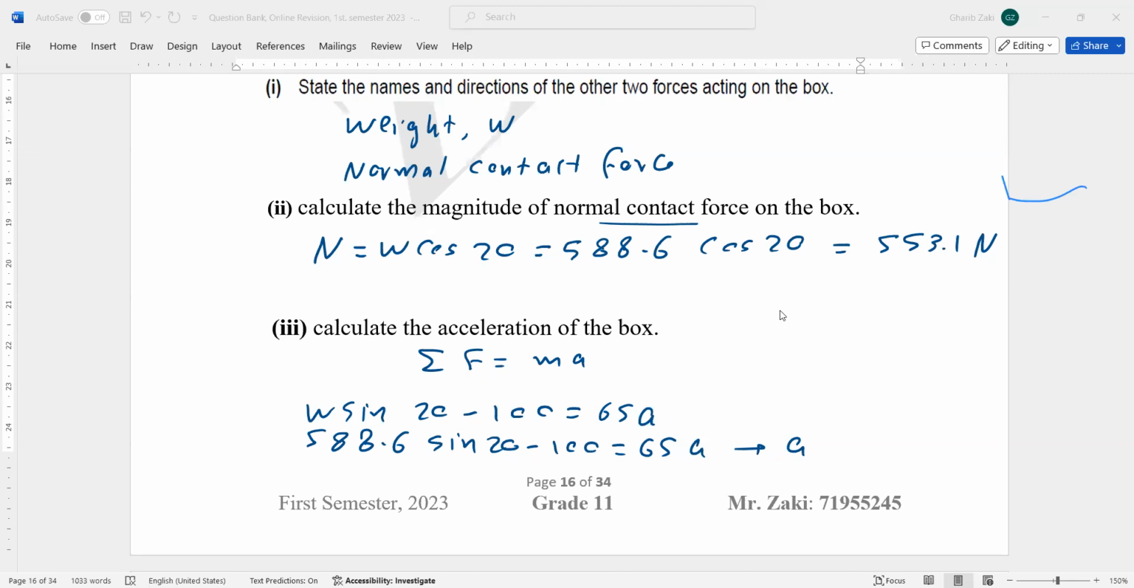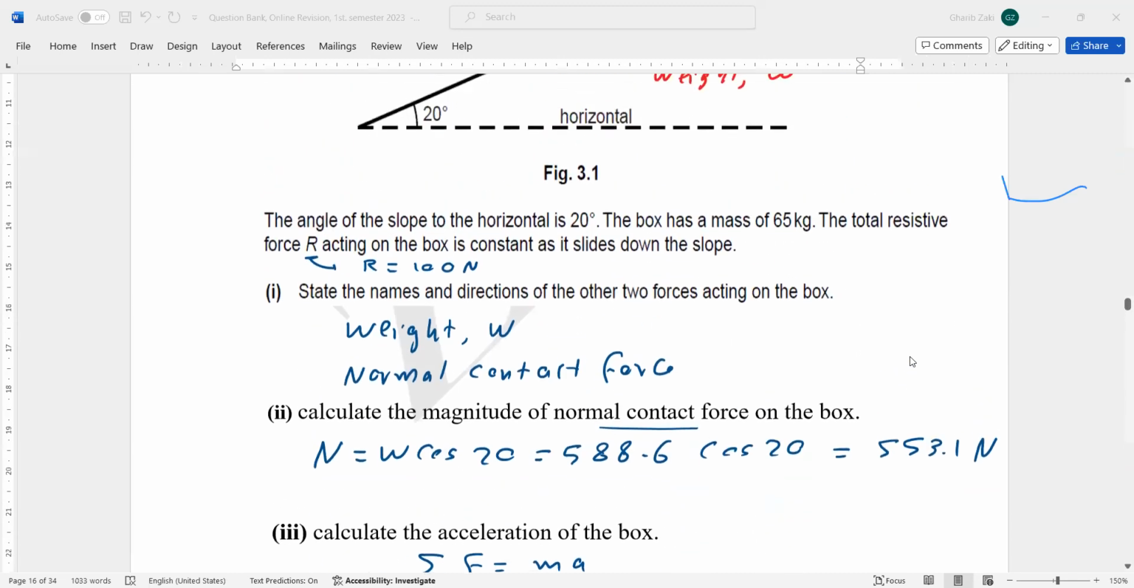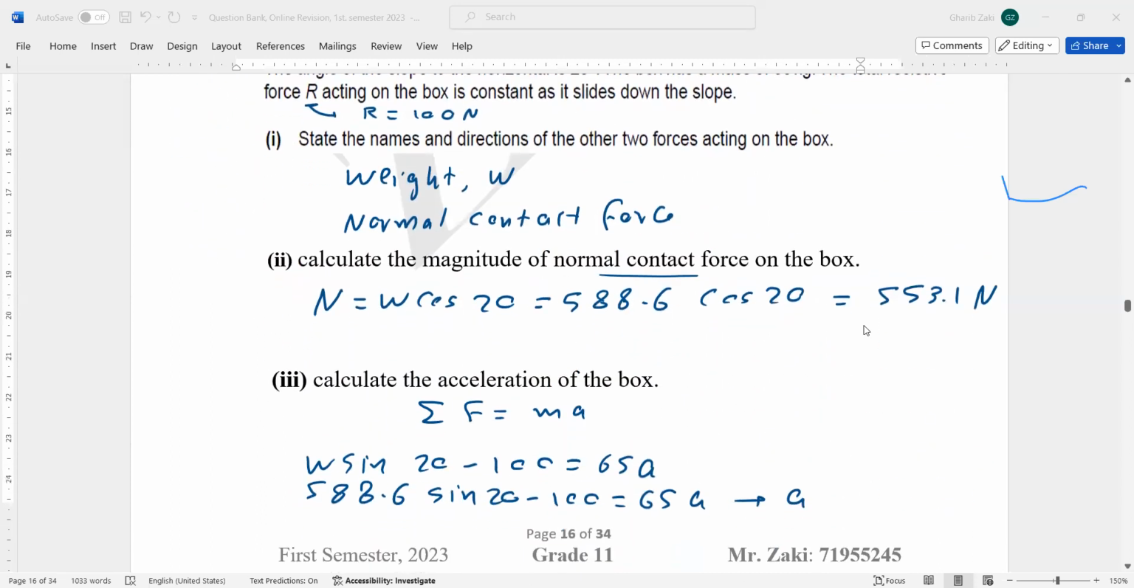The mass is 65, so W here is 6. Now we can calculate the acceleration from this formula. The acceleration is (588.6 sine 20, close the bracket, minus 100) divided by 65, so the answer is 1.55. Then the acceleration is 1.56 meter per second square.